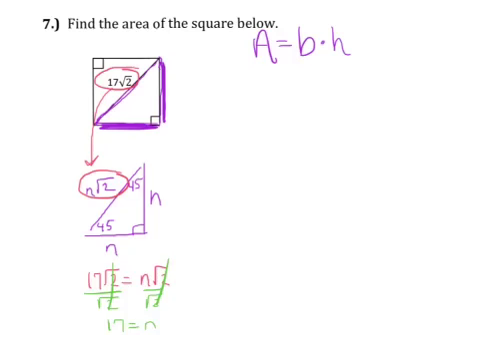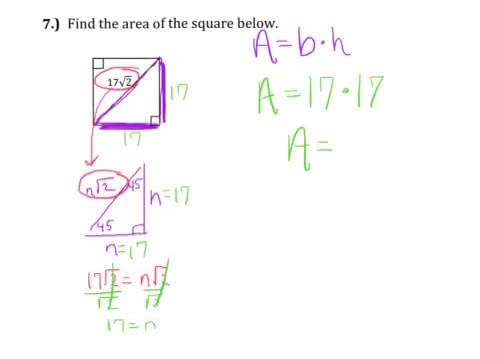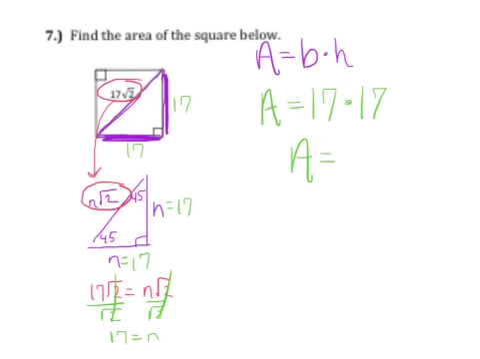Okay, so our missing sides, n would have to be 17, so that makes these two sides 17. So we go back to our area formula. It's base times height, so 17 times 17 equals 289 units squared.